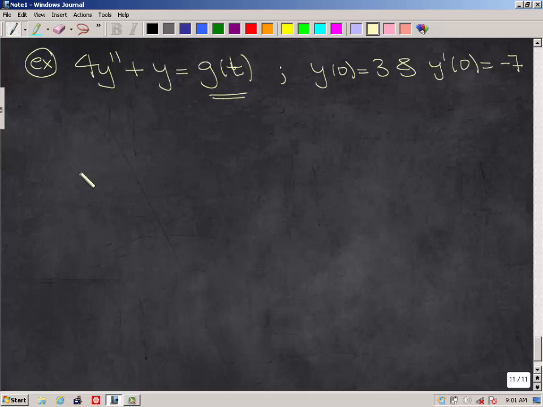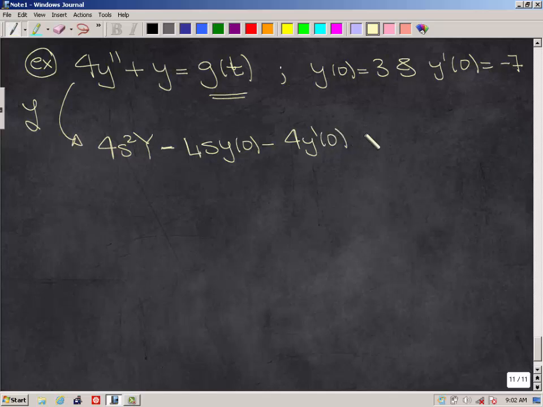Okay, so the way we're going to do it is just like we normally do, take Laplaces on both sides. So we get 4s squared big Y minus 12s, I'm skipping a few steps, you guys know that, actually let me go ahead and do them. You get 4s times y of 0 minus 4 times y prime of 0 plus big Y is equal to big G of s, because Laplace of little g is big G.